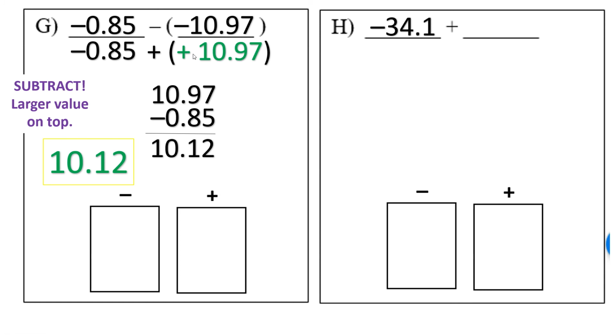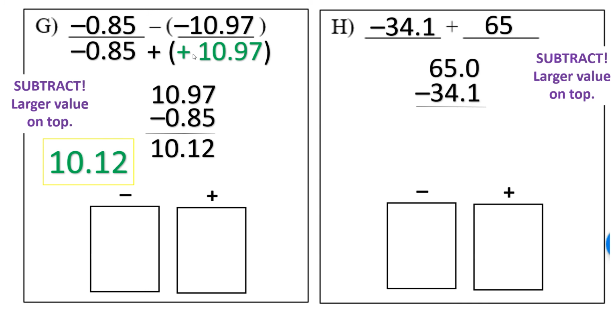On H, it's negative 34.1 plus 65. So we need to subtract with the larger value on top, 65.0 minus 34.1. You are going to have to borrow on this one. So here you have to borrow. I didn't show it on here, but you have to borrow from the 5. It becomes a 4, and this becomes a 10. 10 minus 1 is 9. 4 minus 4 is 0. And there are more positives.